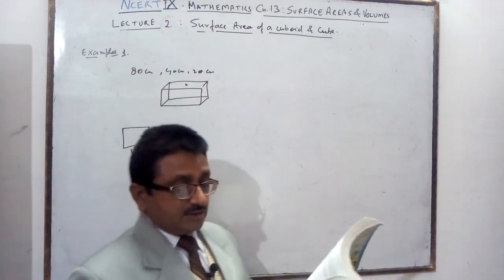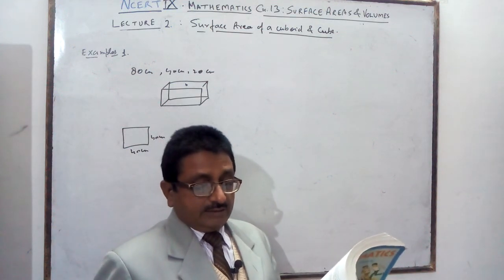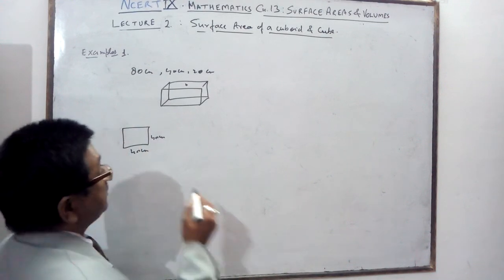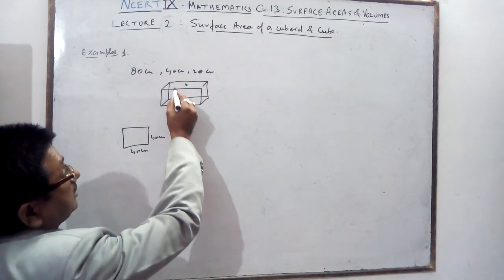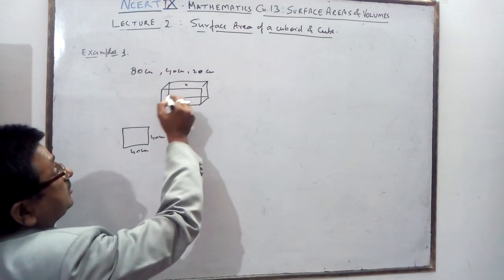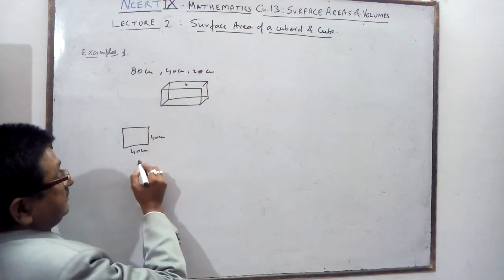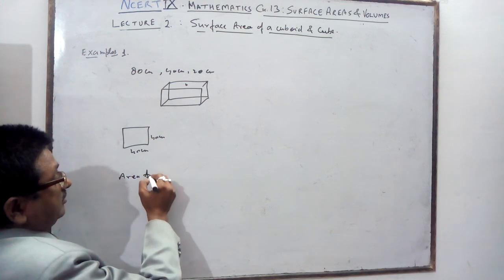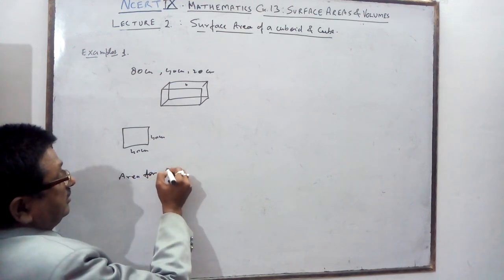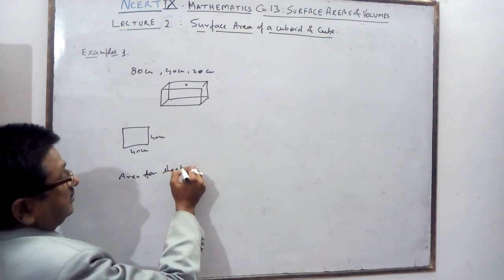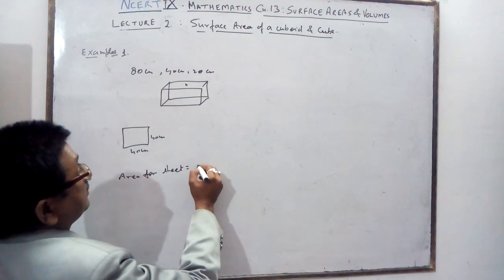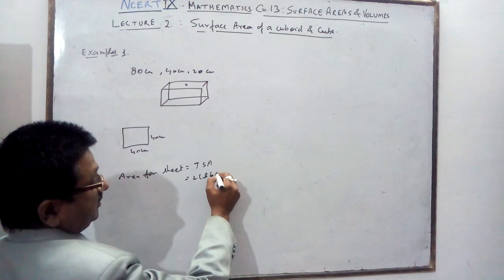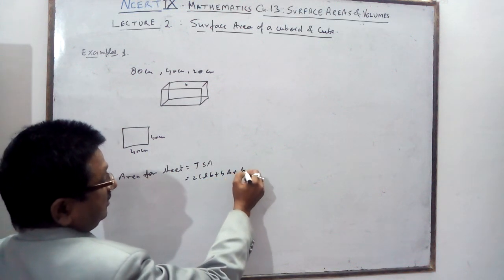Your question is: find how much sheet of paper is required to cover it. Very important thing: first you find out what the covering is. The length, breadth and height are given, and the side is given. So area for sheet is equal to TSA of the cuboid. We will find the TSA: 2(LB plus BH plus HL).